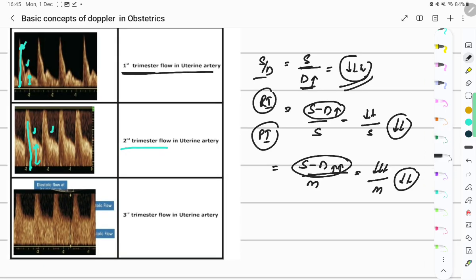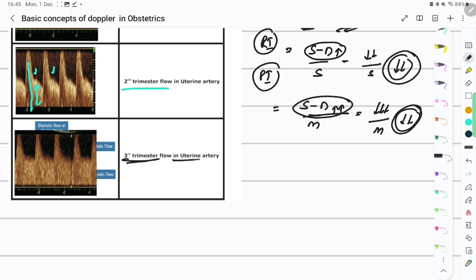So for uterine Doppler and umbilical artery Doppler also, this concept holds true. That means the SD ratio will decrease as pregnancy advances. There is increased blood flow through the spiral artery, through the uterine artery, that's why the SD ratio will decrease, PI will decrease, and RI will decrease for the umbilical artery and for the uterine artery. See, in the third trimester, in the uterine artery there is much more diastolic flow, and SD ratio will decrease, PI will decrease, RI will decrease.